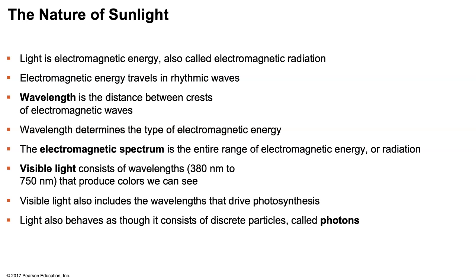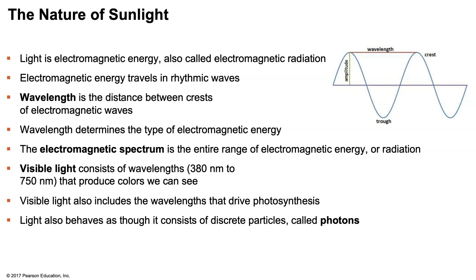Light is a type of energy called electromagnetic. We know that electromagnetic energy travels in these rhythmic waves, and we are able to measure the wavelengths, which is the distance between different parts of the waves, to measure what type of electromagnetic energy this is. We can measure between the troughs or the crests. Here we have a little picture for that. So the crest is the top of the wavelength and the trough is the bottom of the wavelength.